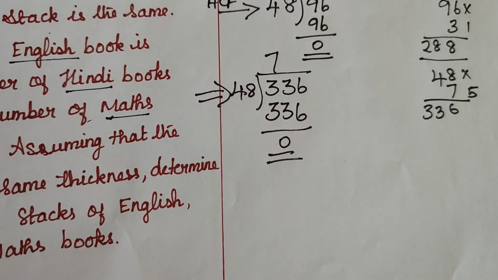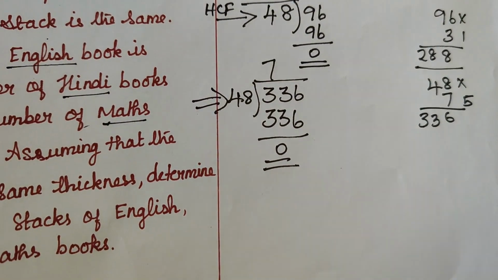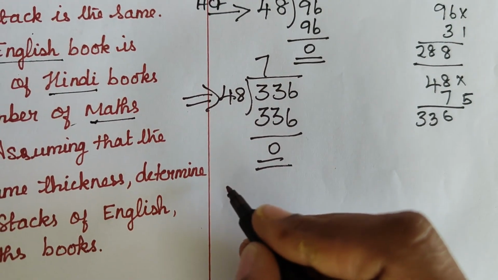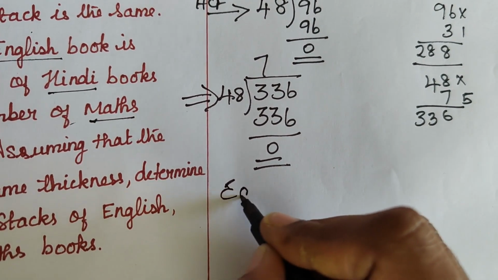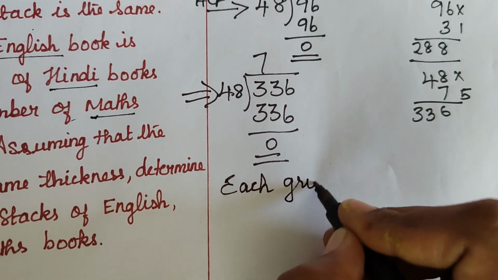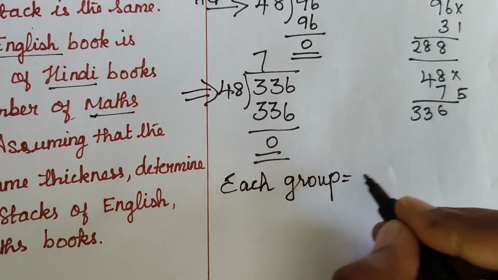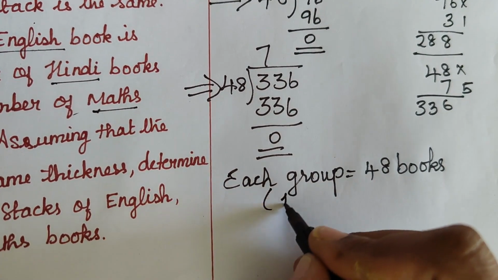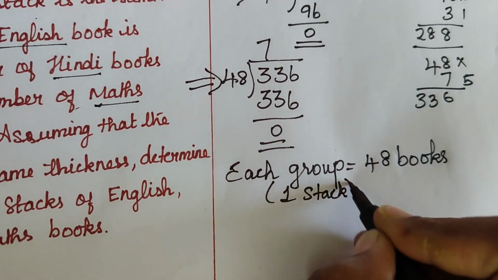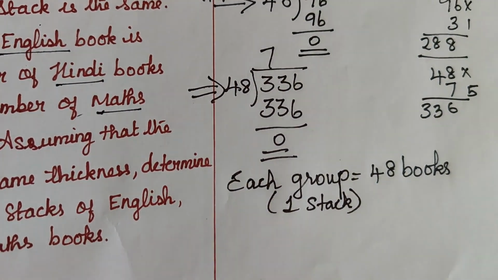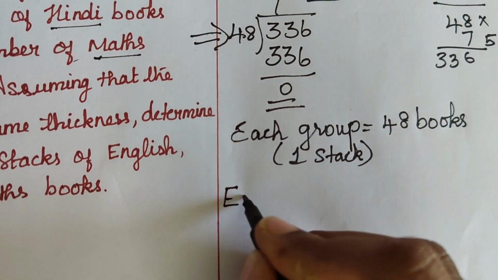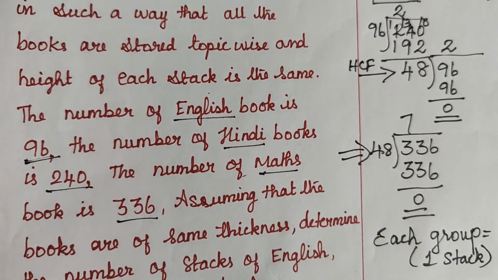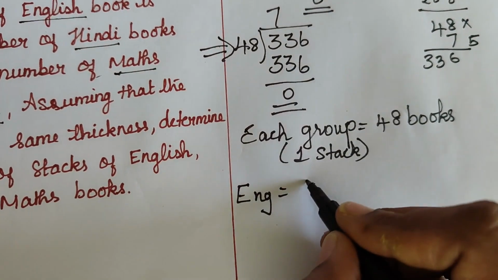So each of the books must be divided into groups, each group containing 48 books. Each group, or one stack we can say, contains 48 books of the same kind. So how many stacks for English? For English, the total number of books is 96.